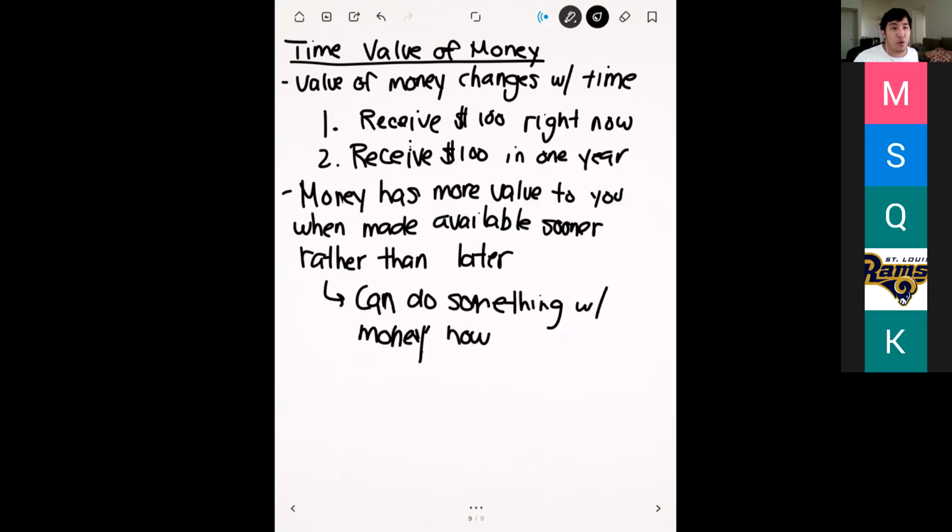And so companies are the same way. I know we did a small example with $100, but companies are exactly the same way. If you give them the option to have $100,000 right now versus $100,000 in the future, 10 times out of 10, they're going to pick $100,000 right now so that they can take that money and invest it in a project, buy some new equipment, pay their employees, whatever they need to do.